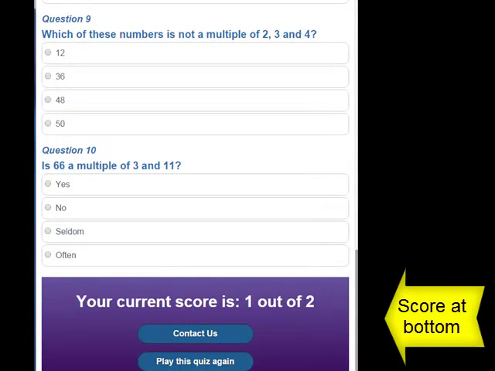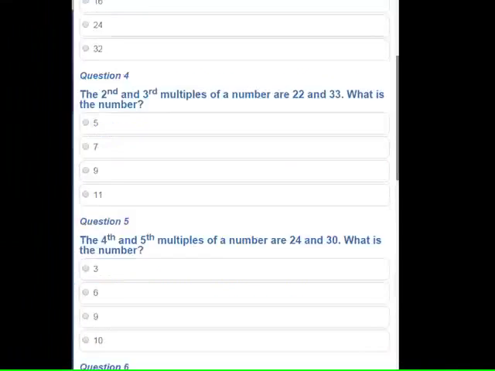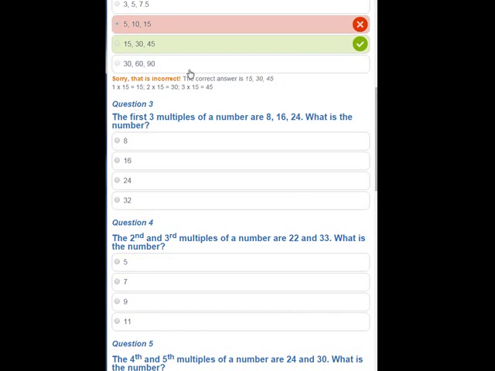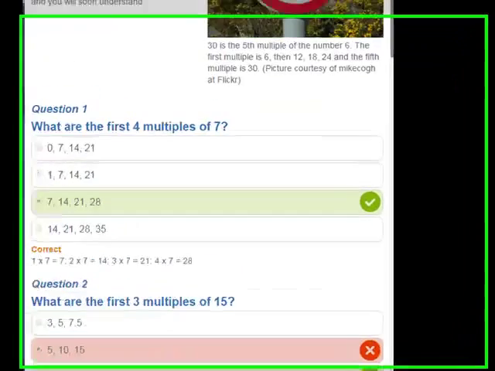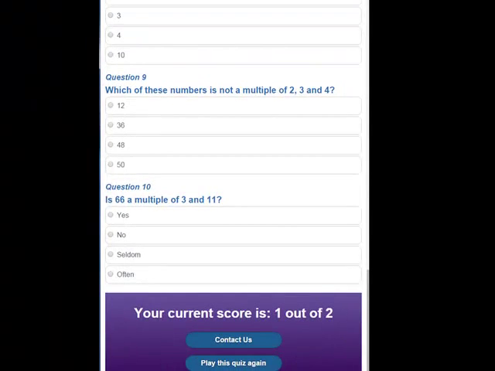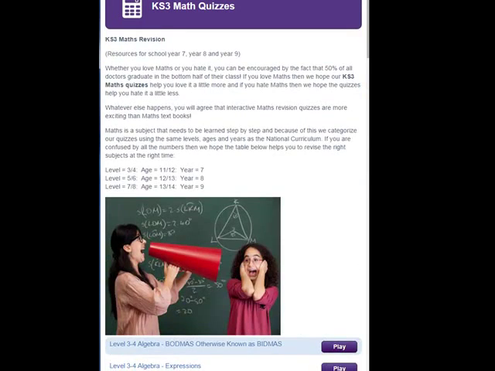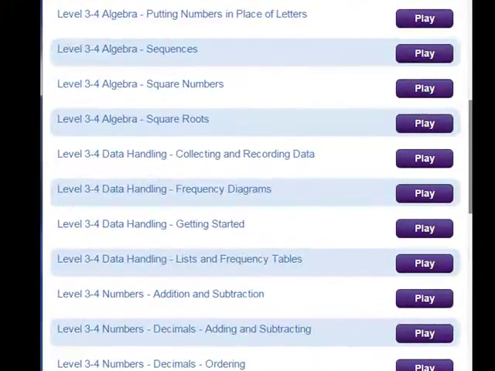At the very bottom, it keeps score of what you've got so far. Right now it tells us your current score is 1 out of 2, so we've got 1 question correct. So basically this is what the quiz is about. I can go back to the other quizzes. If I get done and I want to reset it, I just say play this quiz again and it resets the counter for me. I can go back and choose another topic area.